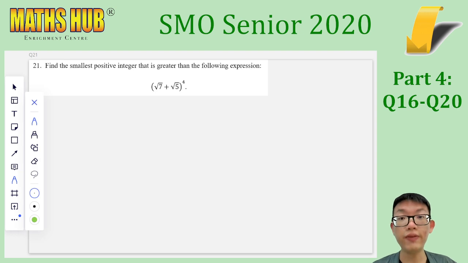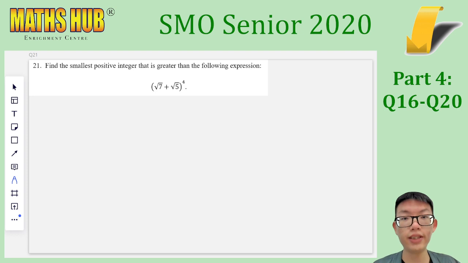In question 21, we are asked for the smallest positive integer that is greater than (square root 7 plus square root 5) to the power of 4. The first instinct perhaps would be to use the binomial theorem to expand this, and hopefully the parts of it that are irrational are not too difficult to estimate. Well, let's see how that turns out. So use the binomial theorem.